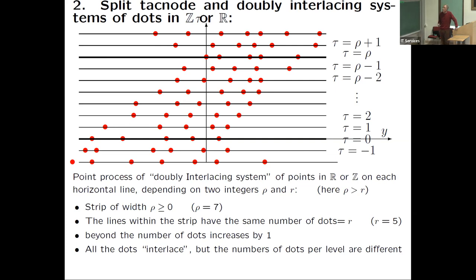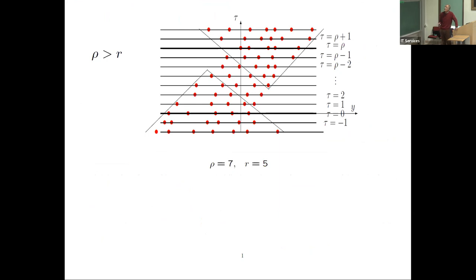And is there actually a kernel going with such a situation? That's what I want to explain in the next slide. So let me come back for a second to that picture. Of course, you might say, well, this is in fact that strip again, and you could say, well, this is single interlacing, so it's a combination of two single interlacings that you can do, but then you still miss out a number of dots there, and that's because rho is bigger than r.